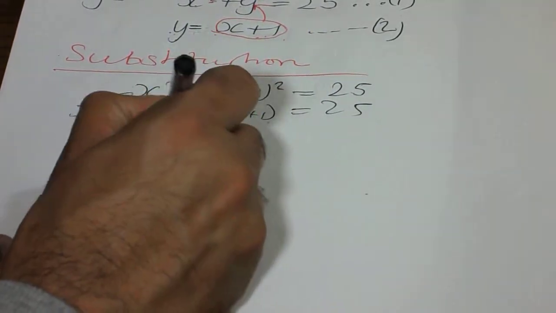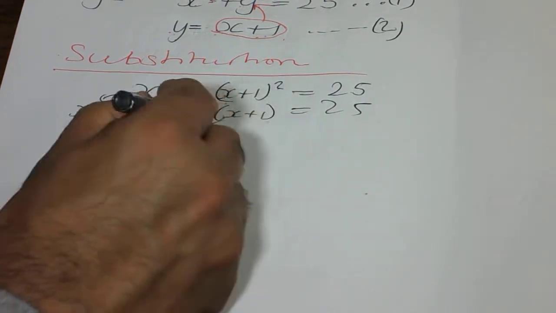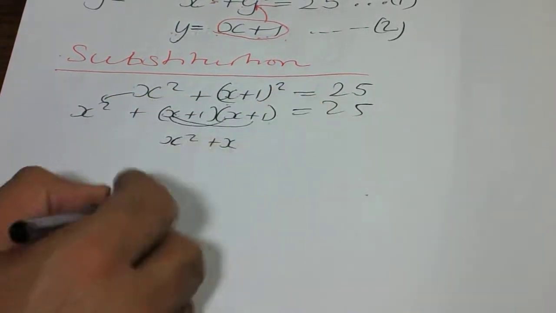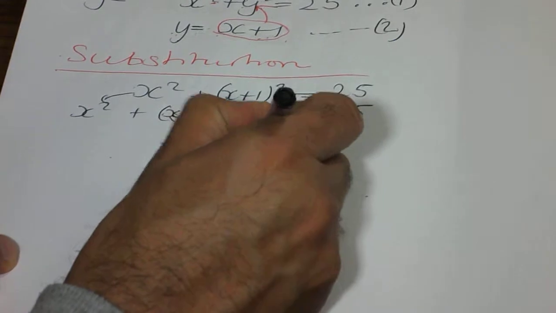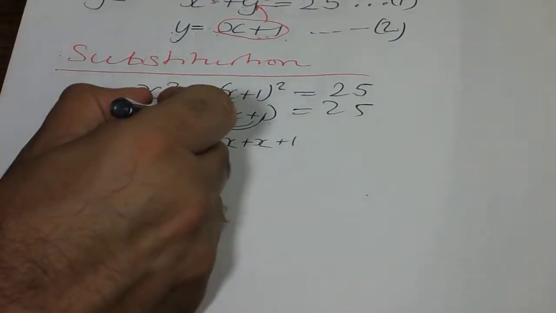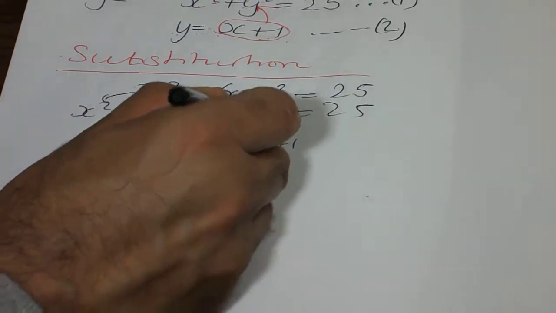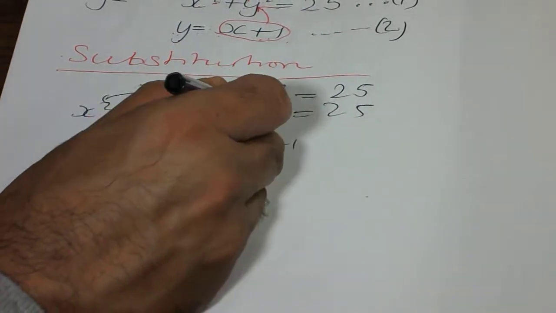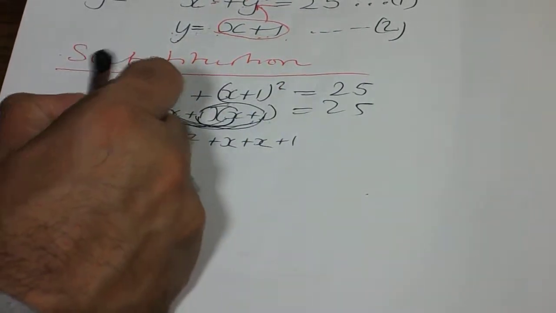So x times x is x squared. x times 1 is x. 1 times x is another x. And 1 times 1 is 1. So we multiply x by x and then by 1, and the 1 by x and then the 1 by 1. So copy down the x squared.